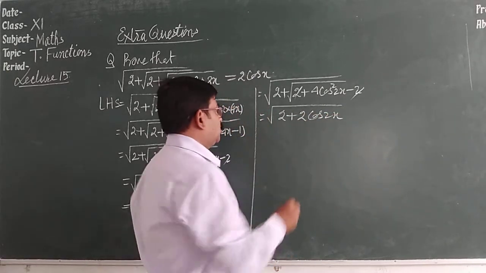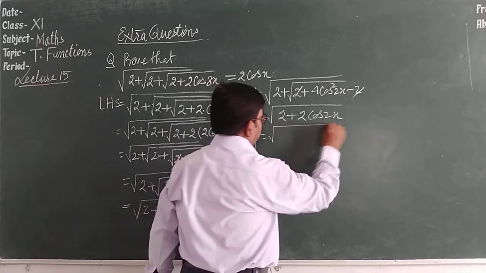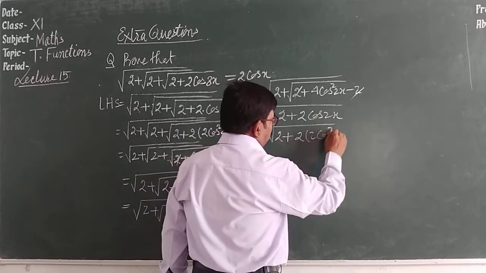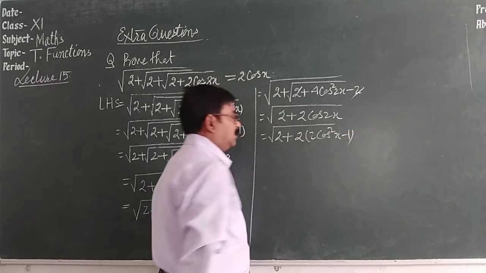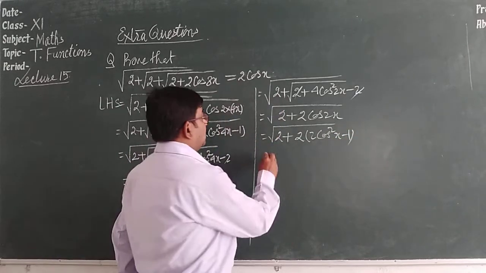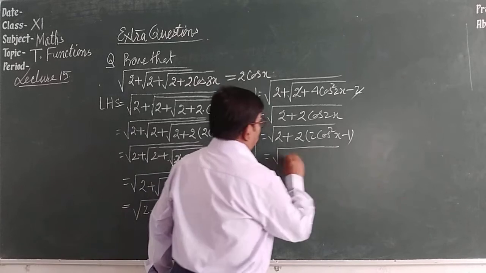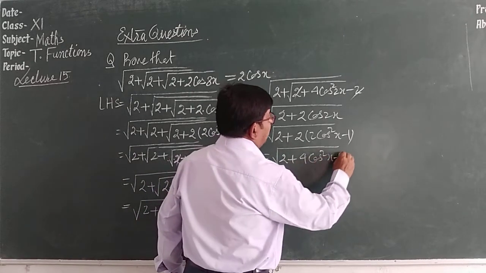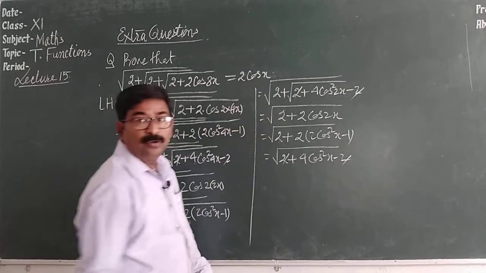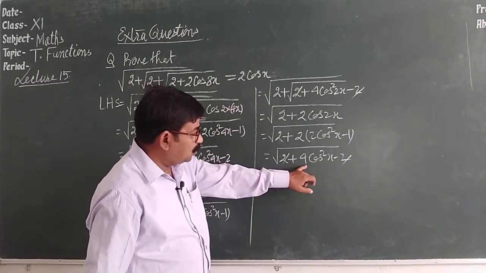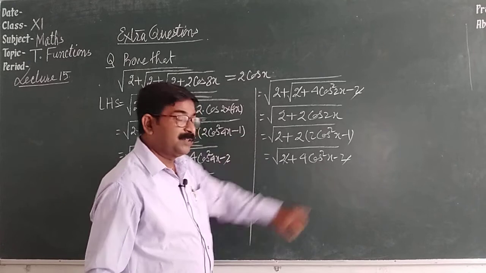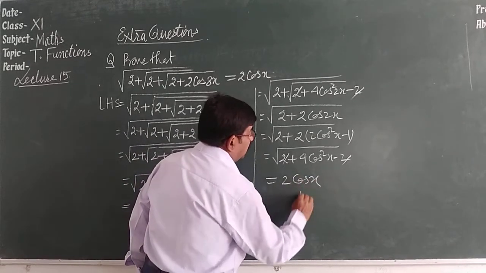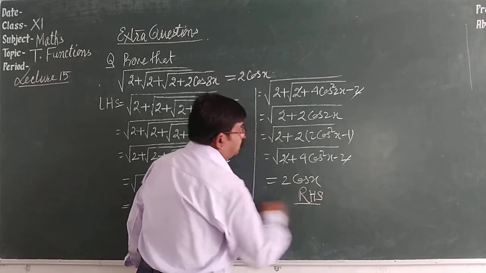Again break this cos 2x. We have 2 plus 2 times of 2 cos square x minus 1. Multiply this. We have 2 plus 4 cos square x minus 2. Minus 2 plus 2 will go. Now square root of 4 is 2, square root of cos square x is cos x. So this is 2 cos x. This is the right hand side.